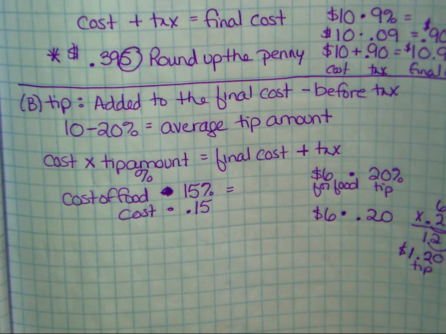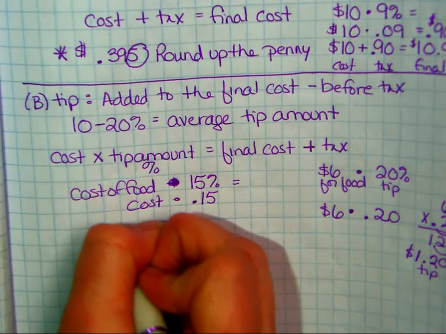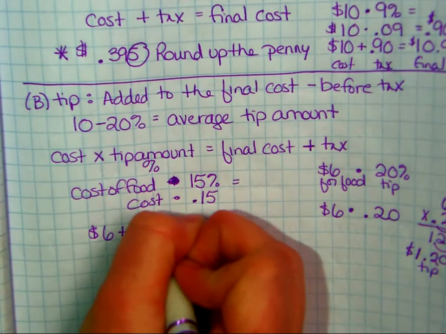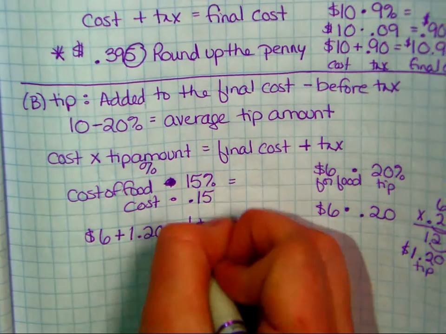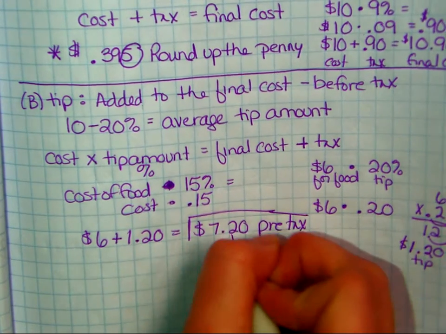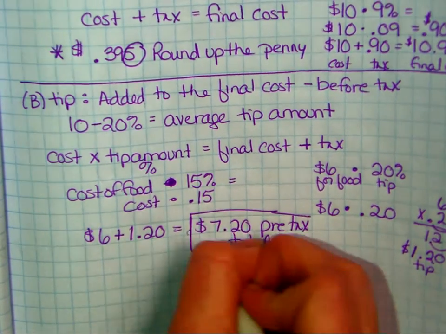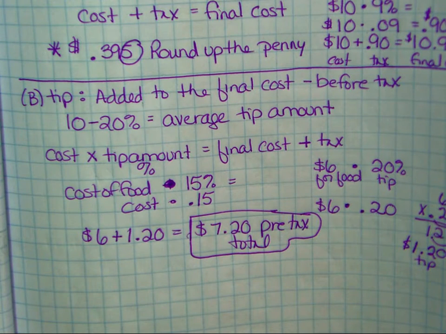So then what you would do is you would take that amount and add it to your $6. So you would say $6 plus $1.20 is going to be $7.20. That would be your pre-tax total. But once again, in the state of California, we would then add our tax to that.